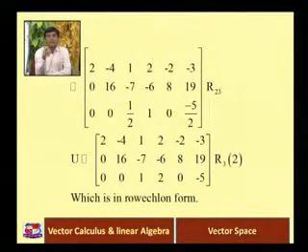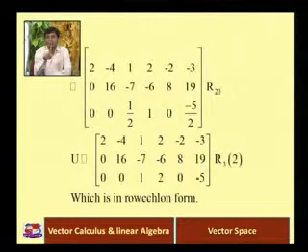Now you can see in U all the 3 rows have a leading entry. 2, minus 4, 1, 2, minus 2, minus 3 is the first row vector. The second row vector is 0, 16, minus 7, minus 6, 8, 19, and the third is 0, 0, 1, 2, 0, minus 5. So these 3 row vectors are a basis for the row space of U as well as the row space of A.